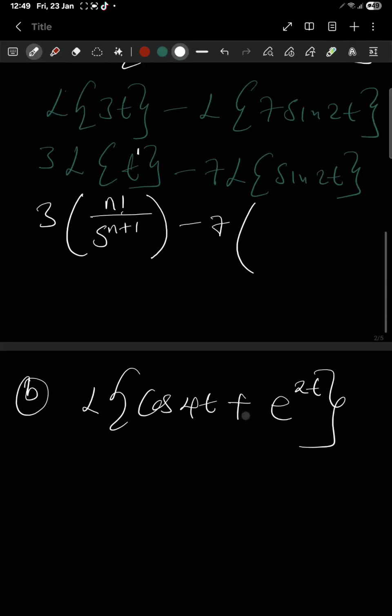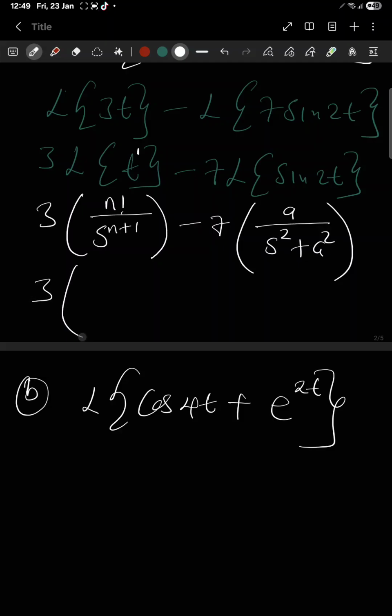So you can put a over s squared plus a squared. That's what we have. So in this case, you just need to replace the transforms, or rather the numbers that you need to replace.